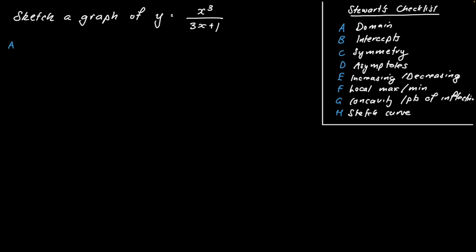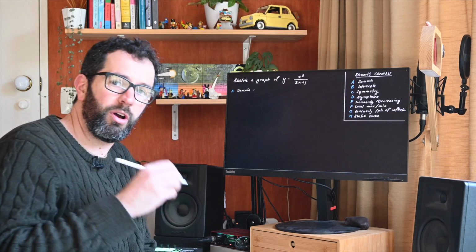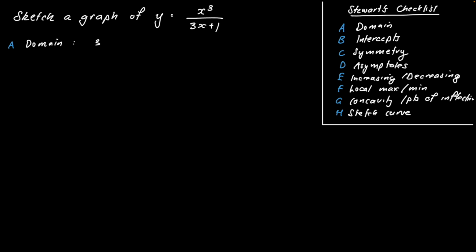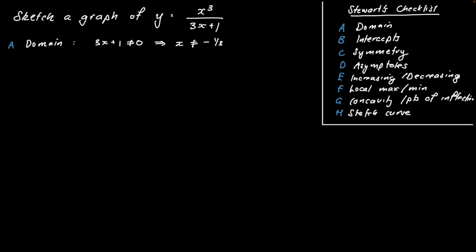The domain is not specified, so that means we just look for as many numbers as can go into the function as possible, and basically anything is fine except when the bottom of that fraction is going to be 0. So our domain is all of the real numbers except for when 3x plus 1 is 0. We could write this as 3x plus 1 not equal to 0, which means that x is not equal to negative a third. Otherwise, any value of x is fine. We will expect there's probably going to be an asymptote at negative a third, but we'll get to that in a minute. Okay, step B, which is the intercepts.